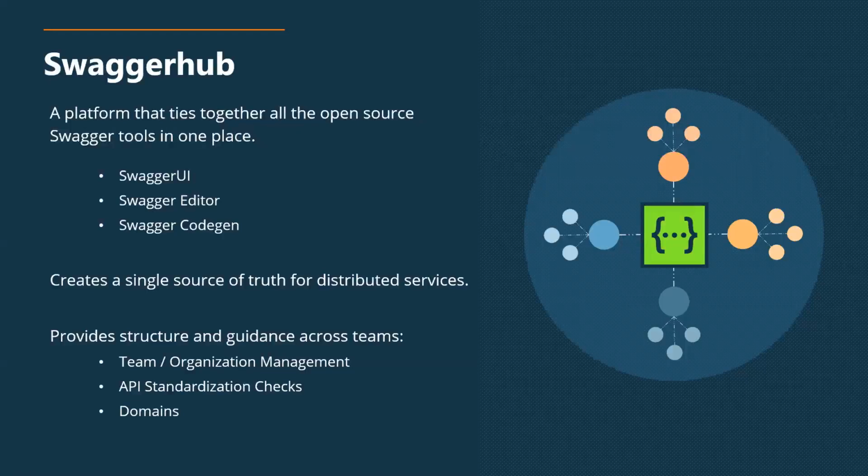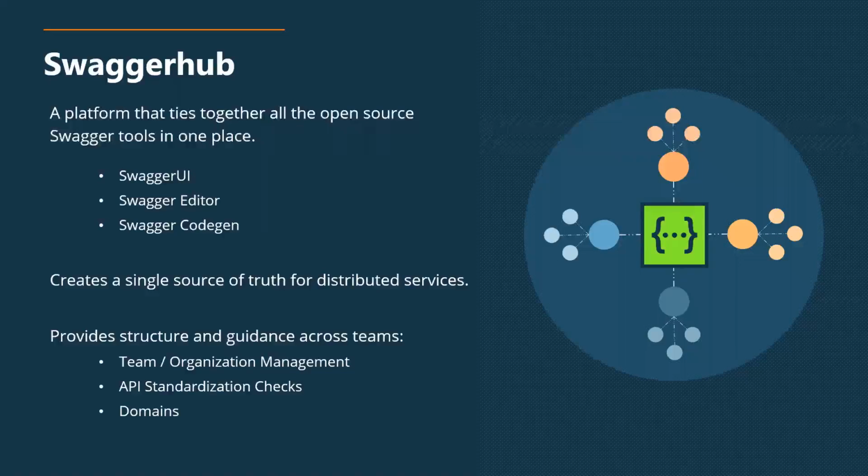SwaggerHub ties all of those tools together within the one platform, but it also adds in additional layers for standardization and collaboration. So we can see here, SwaggerHub ties all the open source tools together. It also creates that single source of truth for your APIs. Within one space, you'd be able to store and catalog all your API definitions together, and then you can provide access to team members or consumers that need to access that documentation.